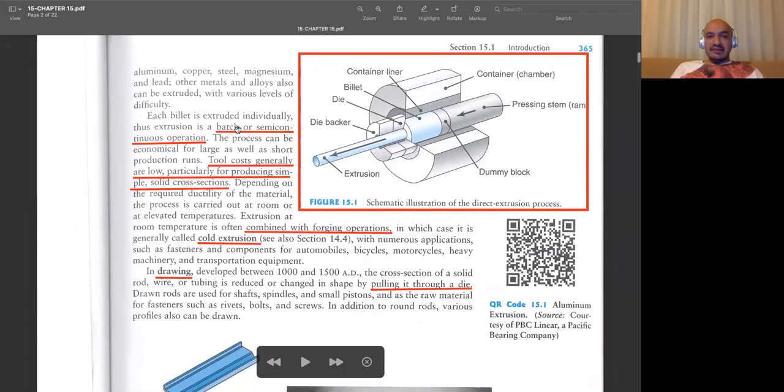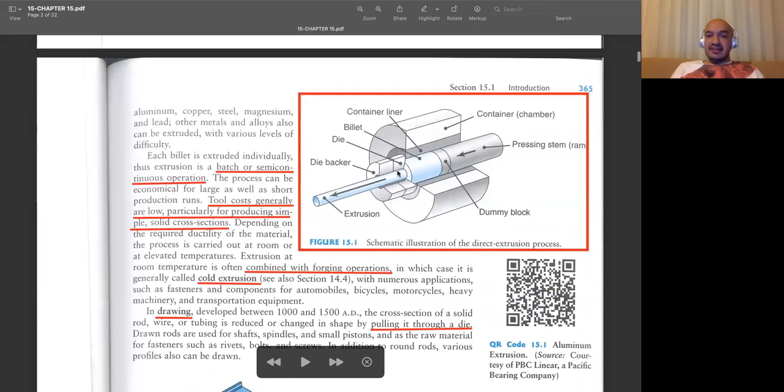And another thing is about continuity. We can say that this is a semi-continuous process, since we have a billet, we put it into this chamber, and then apply force and do the extrusion. Once this billet is over, once you move this stem or ram to this end, we cannot continue the extrusion process since there is no material remaining in the chamber. So we need to remove the ram and then put another new billet and continue with the new extrusion process. That's why it's called semi-continuous or batch operation.